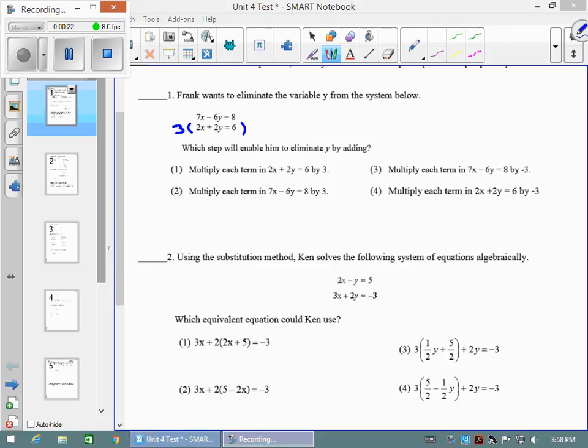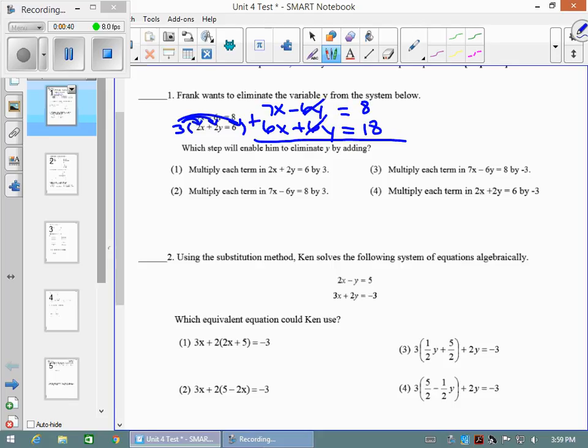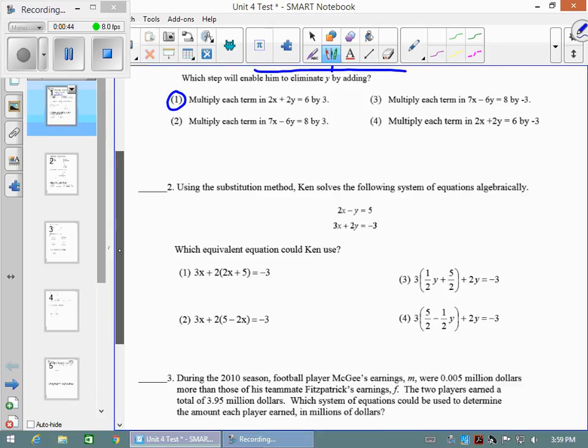and I rewrite that equation, I would get 6x plus 6y is equal to 18. And if I rewrite the top equation, 7x minus 6y is equal to 8. And I try to add straight down, my y terms would indeed eliminate. So choice 1 would allow Frank to eliminate y.